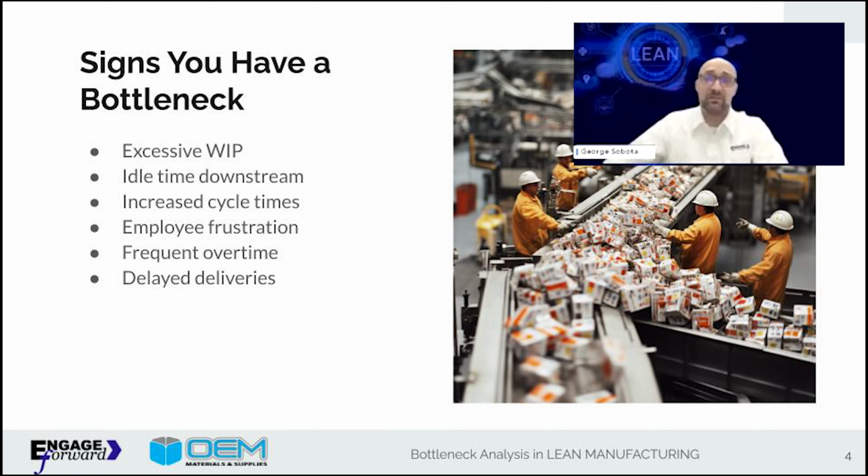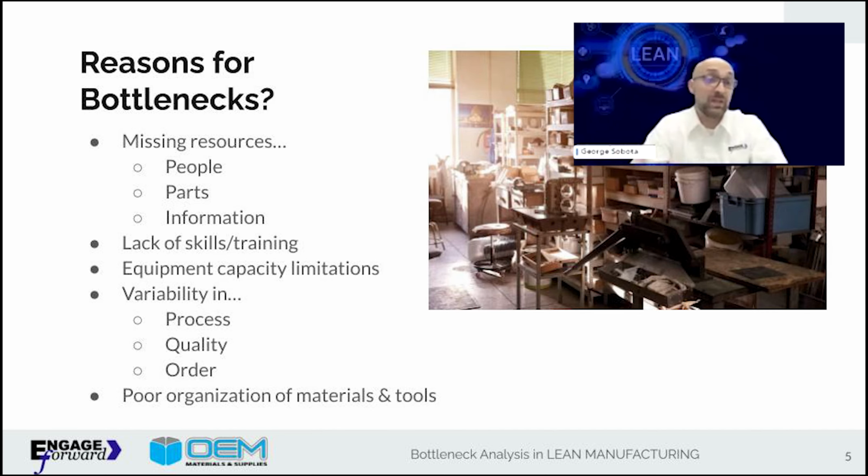Sometimes you might not even be able to continue on a critical project or an order unless you have somebody sign off. There's some simple bottlenecks that happen just throughout your organization. So there's many reasons for bottlenecks. Could be missing people, parts, lack of skills, variability in process or order. But the goal is to identify those bottlenecks and minimize their impact.